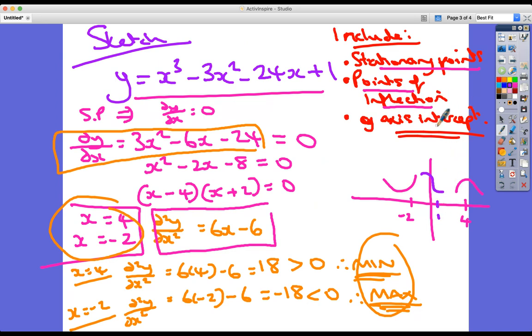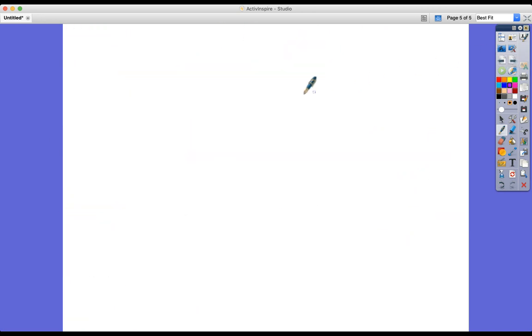And the x-axis intercept. Sorry, no, the y-axis intercept. Now the y-axis intercept happens where x equals 0. It's very easy to see. If x equals 0 here, and here, and here, these three terms are all going to turn into 0. It is just the number on the end. It's going to be 1, isn't it? So the y-axis intercept is going to be at 1. I'm going to start to sketch this now.